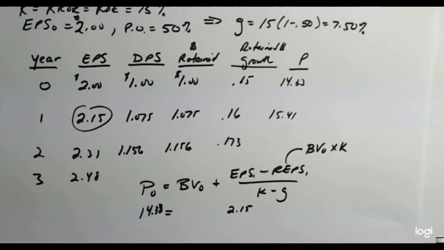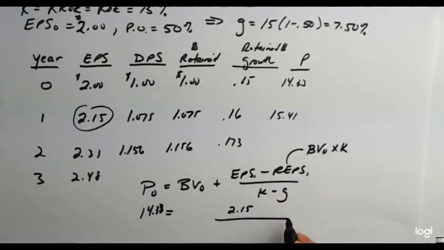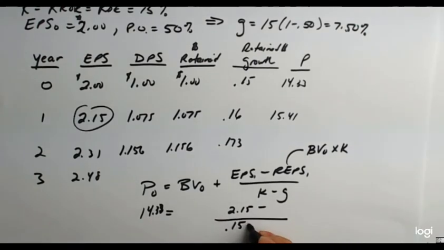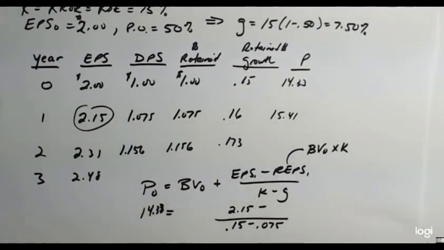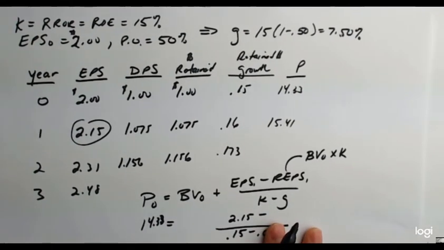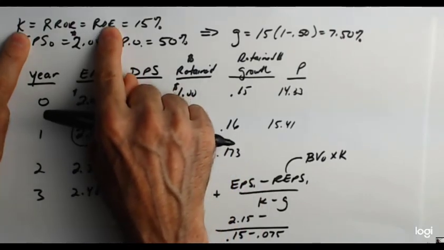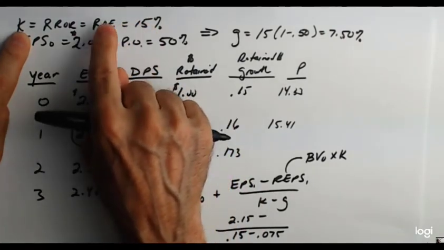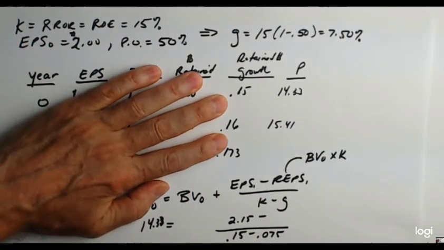We know required earnings per share is book value times K. So that's interesting. We still don't have book value yet. We know what K is. So at this point, we can say this is 0.15 minus 0.075. But we have this problem. Given the information so far, I don't have any obvious book value at time 0. Well, let's look at the problem a little more closely. Maybe there's more information in there than we think. If K is equal to the required rate of return at 15%, and it's equal to return on equity, that means this firm is growing its equity at 15%.